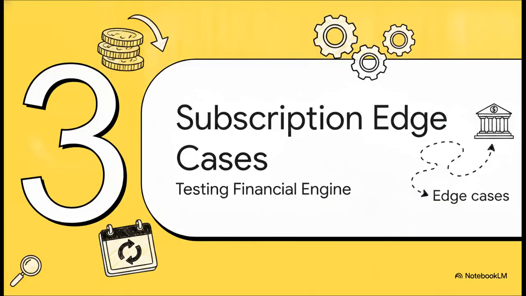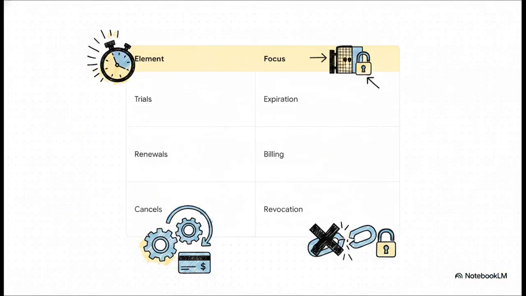Next up, section 3, subscription edge cases, testing the financial engine. When we map out the financial lifeblood of a SaaS platform, its subscriptions, we expose some massive edge cases. Take trials, for example. You have to intensely test expiration timelines and feature gating so users don't just get free access forever. Renewals require flawless automated billing cycles. If the system forgets to charge a card, your revenue just halts. And cancellations demand rigorous testing of access revocation, ensuring former users can't somehow sneak back in. These all require absolute precision testing because, frankly, if the billing engine fails, the whole business fails.